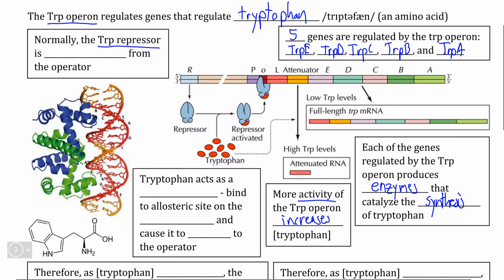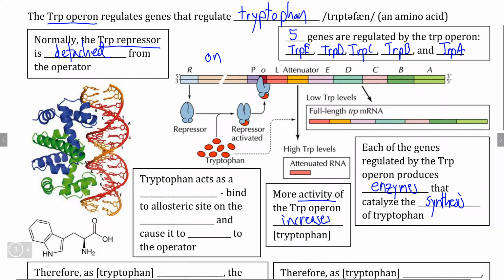is to look at the repressor. So normally we can see that the repressor is actually detached from the operator, which means that the default position of the trp operon is on, because bacteria, for the most part, need to synthesize their own tryptophan rather than importing it through a transport protein, because tryptophan has a relatively large and cumbersome structure.